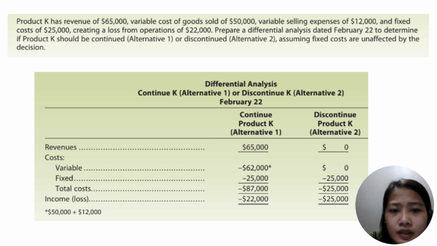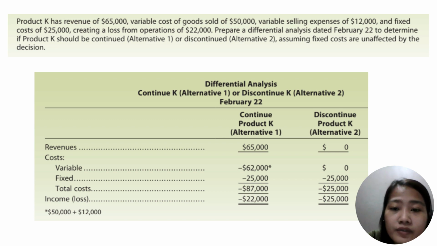So for alternative one, as stated, the revenue is $65,000 and the variable cost is $62,000 since we add up the cost of goods sold plus the selling expense of $12,000 of alternative one, and the fixed cost is $25,000. So the total cost is $87,000. So we less the revenue with the total cost, we will have a loss of $22,000. So same process with alternative 2.